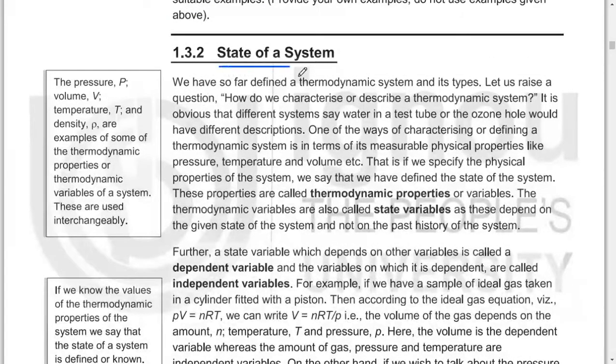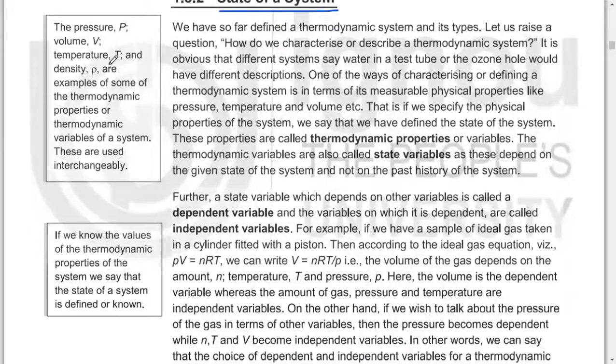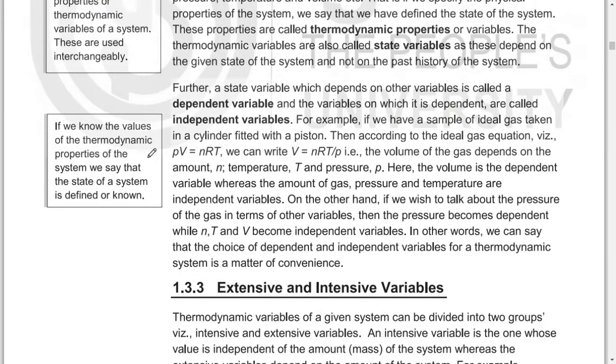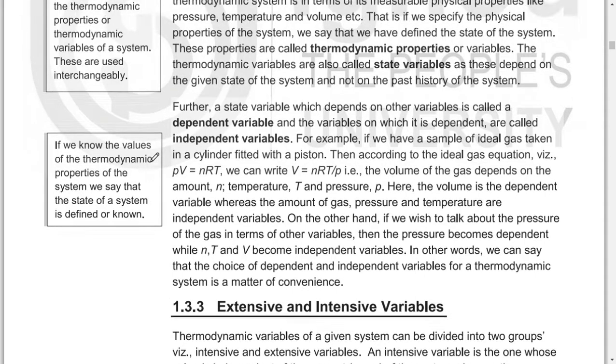The state of a system. The pressure P, volume V, temperature T, and density ρ are examples of some of the thermodynamic properties or thermodynamic variables of a system. These terms are used interchangeably. If we know the values of the thermodynamic properties of the system, we say that the state of a system is defined or known.